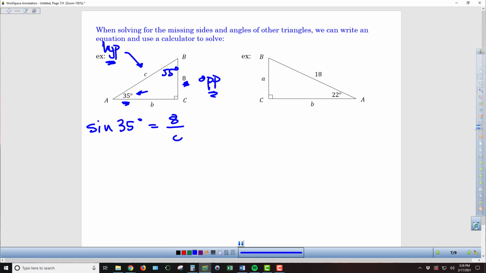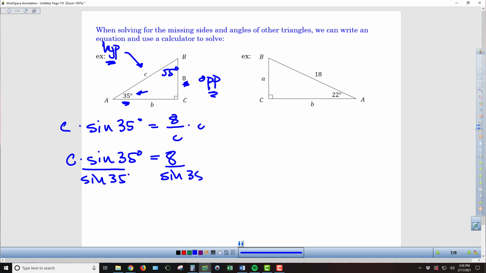Now one challenge I have is c is in the denominator here. So I want to get it out of the denominator. I'm going to multiply both sides by c. So at this point I have c times the sine of 35 degrees equals 8. And then to get c by itself, I'm going to divide both sides by whatever the sine of 35 degrees is.